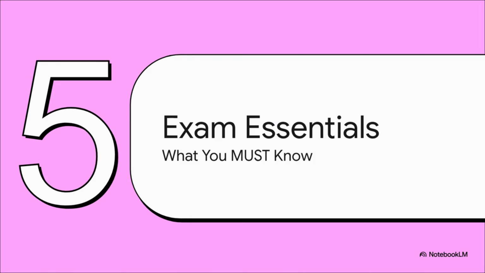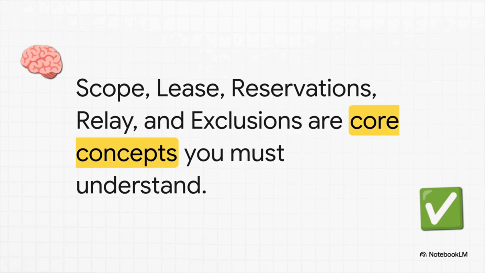Whew, okay, we have covered a ton of information. So let's switch gears. It's time for a rapid-fire review of the absolute must-know, non-negotiable concepts from this section. If you're studying for the Network Plus exam, you'll want to lock these in. First up, DHCP terms. You have to know them. Scope, lease, reservations, relay, and exclusions. Don't just memorize the words. Make sure you can explain what each one actually does. It's guaranteed to come up.